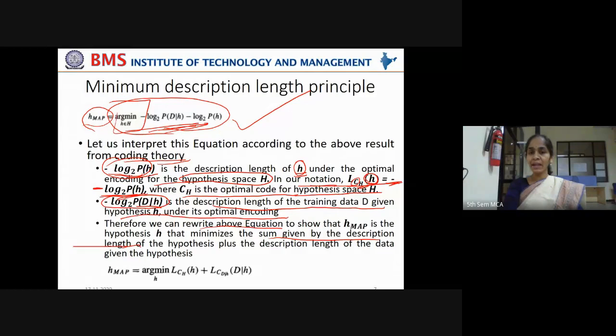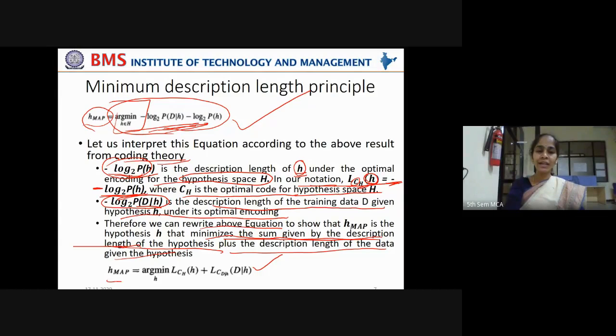Now, therefore, we can rewrite the above equation to show that the maximum a posteriori hypothesis is the hypothesis H which minimizes the sum given by the description length of the hypothesis plus the description length of the data given the hypothesis. Got it? Finally, you are able to write it in terms of hypothesis and D given hypothesis, meaning training data given hypothesis. You are able to express this H map in terms of the minimum description length principle. Your job is done, right?